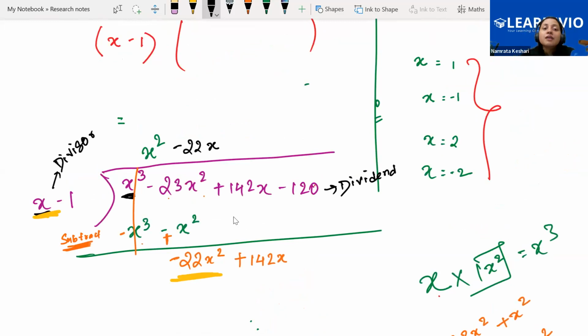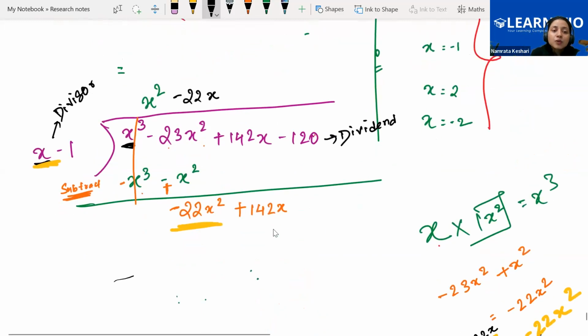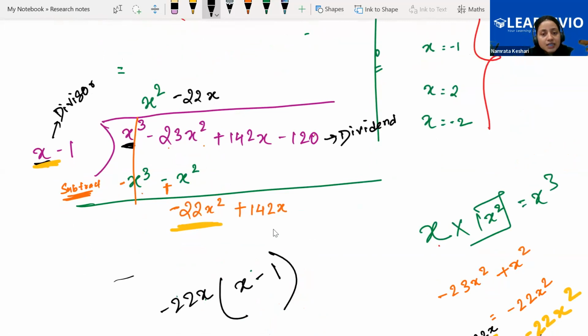Now whatever we have written in the quotient, we don't have to multiply with just x. अभी अभी जो quotient में हमने लिखा, we have to multiply with everything whatever is there in the divisor. So this minus 22x, we need to multiply with whatever is there in the divisor, that is x minus 1. Can you tell me what we are going to have by applying the distributive property?